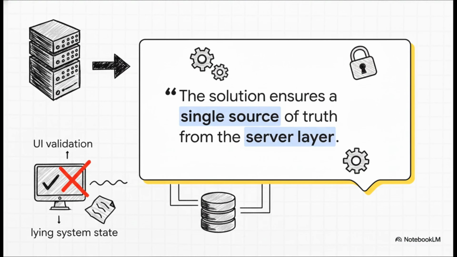And this is probably the biggest lesson here. Validation is not the UI's job. Your business rules have to live on the server. Otherwise, your system is telling lies. The client side should only ever be a mirror of the state that the server has already confirmed.